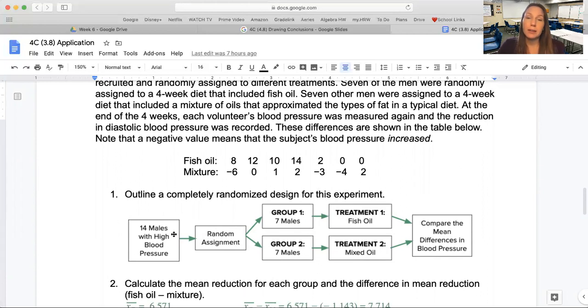So we start with our sample population, and that's 14 males with high blood pressure. We use a random assignment. So remember, that's important to indicate that we are using that random assignment. And we use that random assignment to split the males into 2 groups. The first group received the treatment of fish oil, and the second group received the treatment of mixed oil. Then to determine our results, we compared the mean differences in blood pressure.